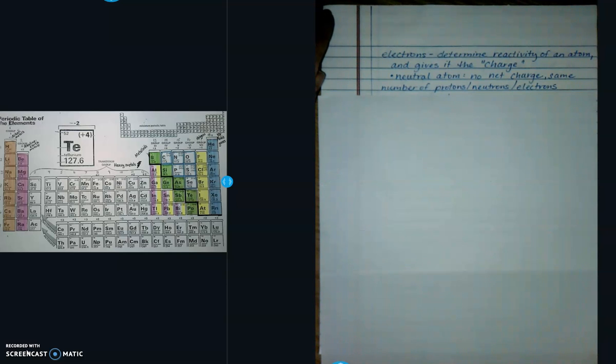Electrons are what determine the reactivity of an atom, or how it's going to interact with other atoms. And that's what also gives it its charge. A neutral atom has no net charge. It has the same number of protons and electrons. It's a happy atom. So for example, lithium has an equal number of protons as it does electrons.